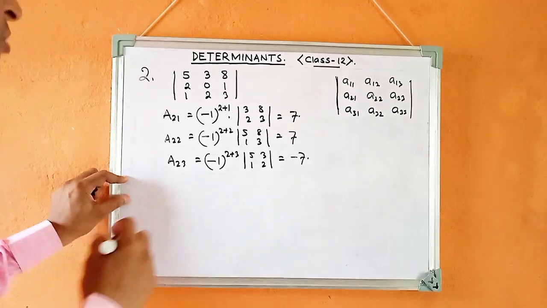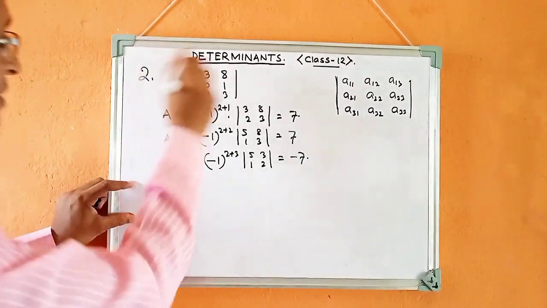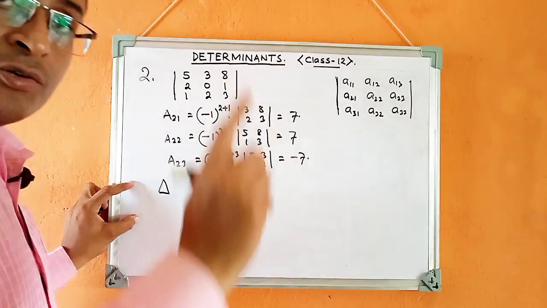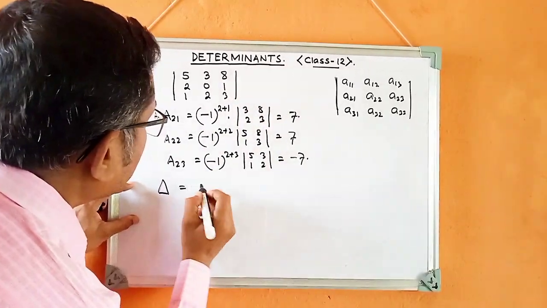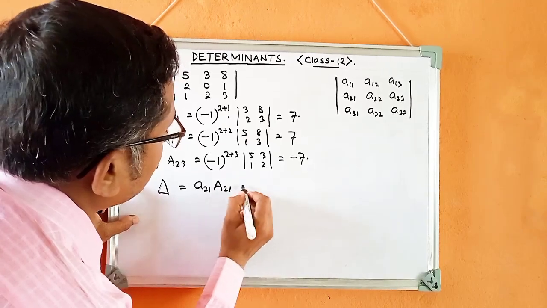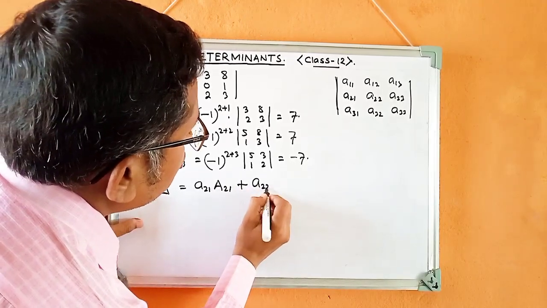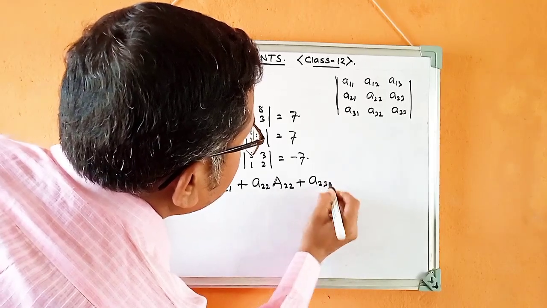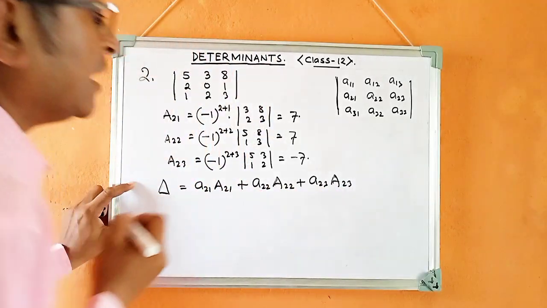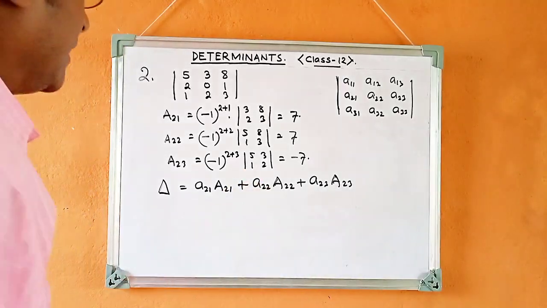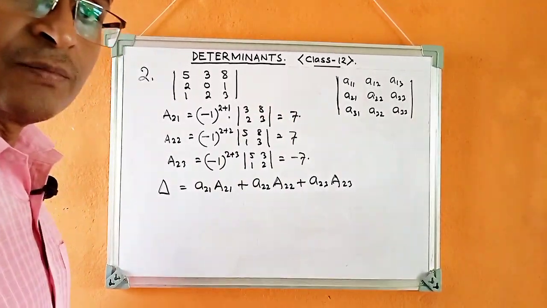Now the determinant of this, by using the cofactor of the second row. See, determinant equals A21 into capital A21 plus A22 into capital A22 plus A23 into capital A23. Clear? Element into cofactor of that element. Now we have already found the cofactor of those elements.